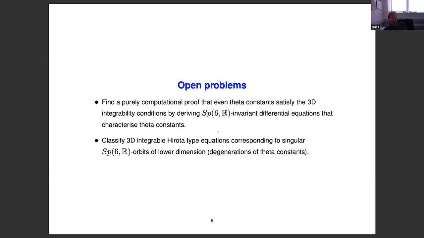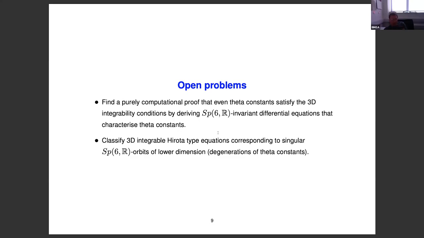And finally, it's an interesting question to classify singular orbits. So these theta constants correspond to the open orbit, to the generic orbit of Hirota equations. But there are various singular orbits, and there are quite a few of them, at least, I think, more than 20. Degenerate orbits. For instance, the equations I showed at the beginning, like DKP, Boyer-Finley, then Pavlov equation, they belong to singular orbits. They're not generic, all right?